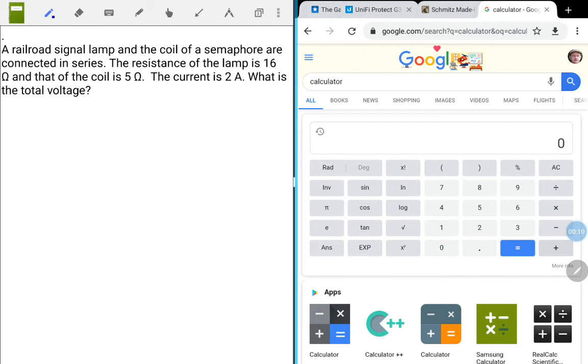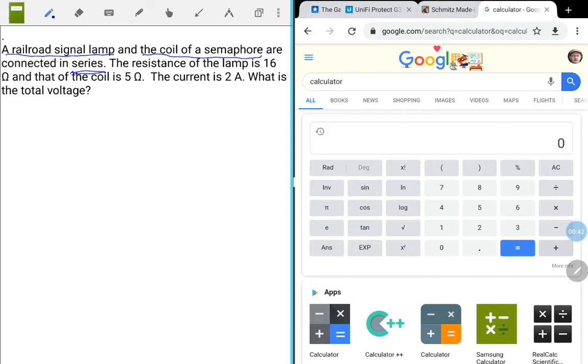So to do one of these problems, the first thing you want to do is figure out how many things are in the circuit. And so here we have a railroad signal lamp and the coil of a semaphore, and they are connected in series. So we know we're working on a series circuit, which means we're using the 4 rules for series circuits. Current is the same, voltage adds, resistance adds, and power adds. And we're going to use those 4 rules plus Ohm's law to solve this circuit.